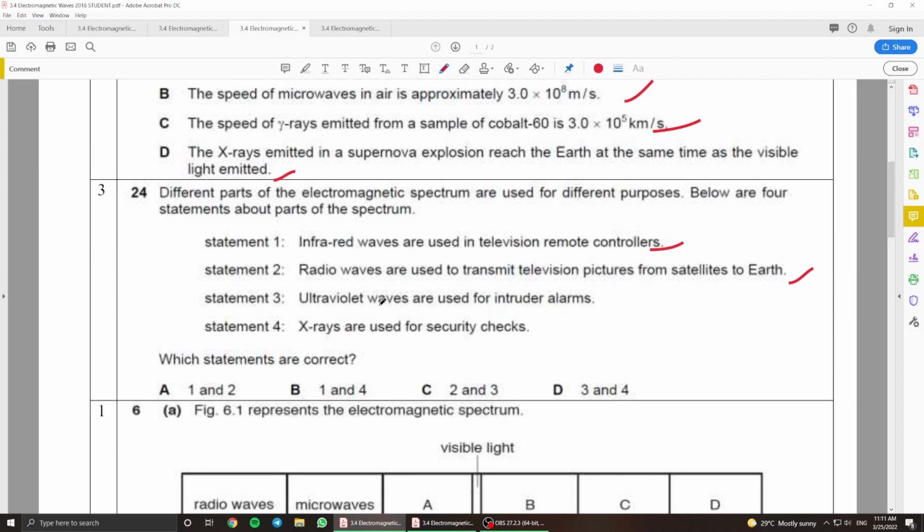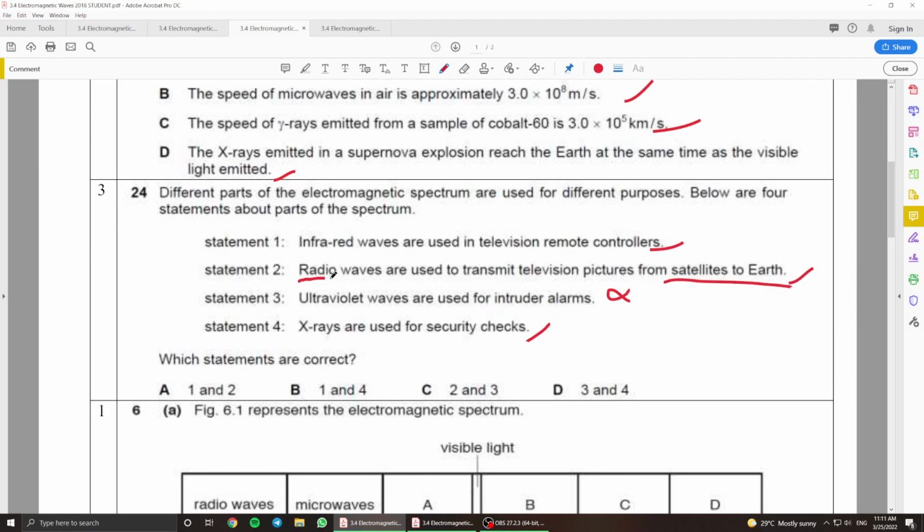Ultraviolet waves are used for intruder alarms. This is definitely not true. X-rays are used for security checks. This is definitely true as well. Radio waves are used to transmit television from satellite to Earth.